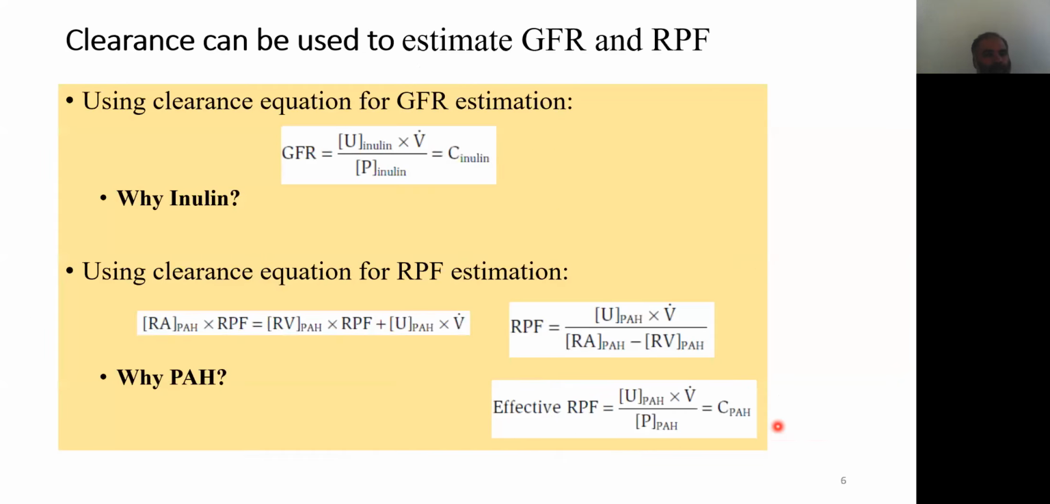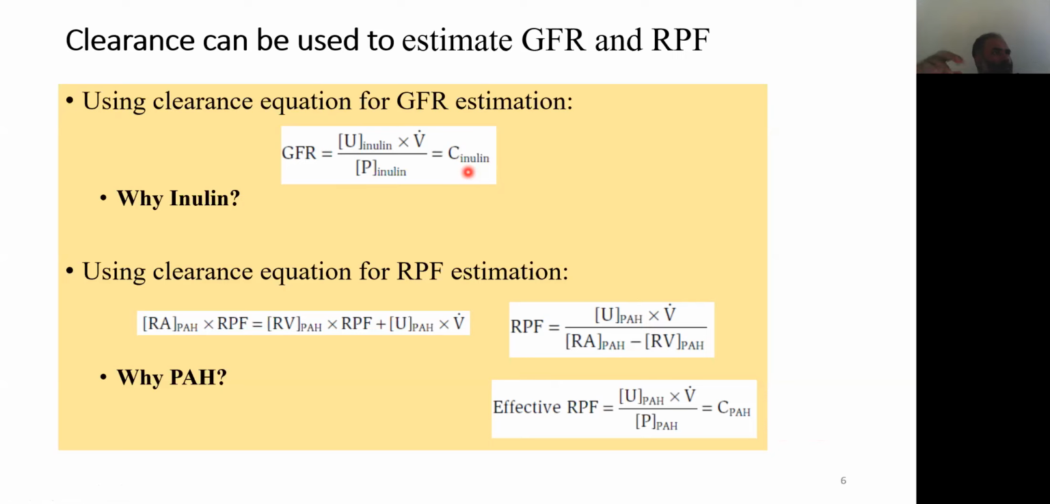We move on. Now, clearance can be used to estimate not just filtration, but also renal plasma flow. Renal plasma flow is a bit tricky. We will do GFR first, and let's see how it goes. We have already used the equation of clearance to estimate the clearance of substance X. This can be used to estimate GFR if that substance is inulin. Now, inulin is a substance which has certain properties.